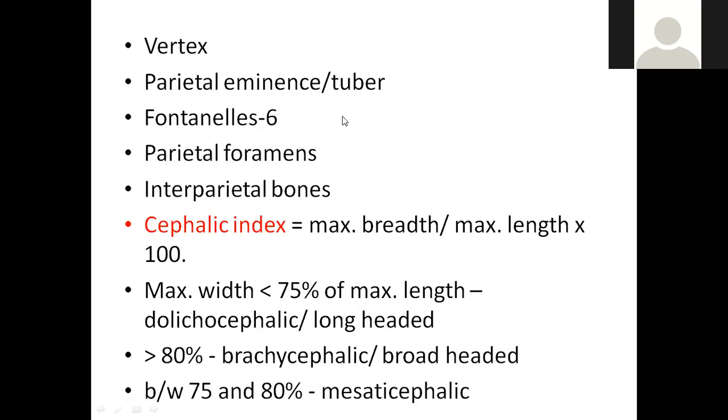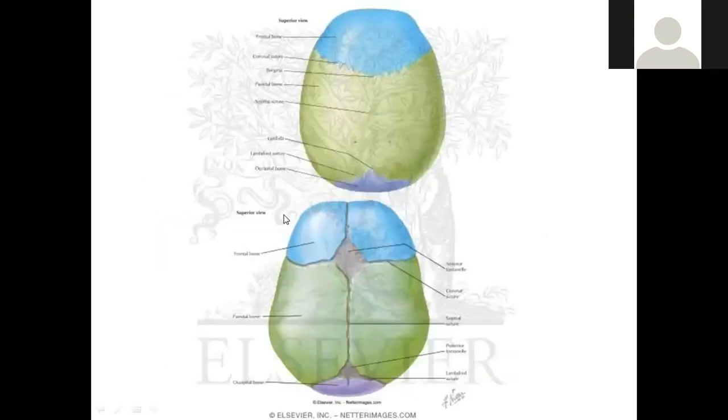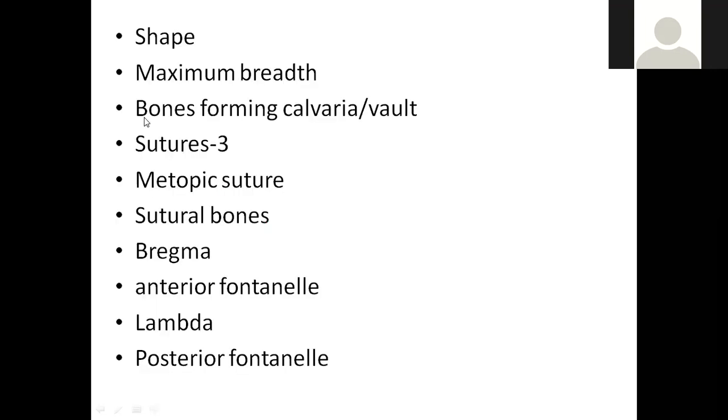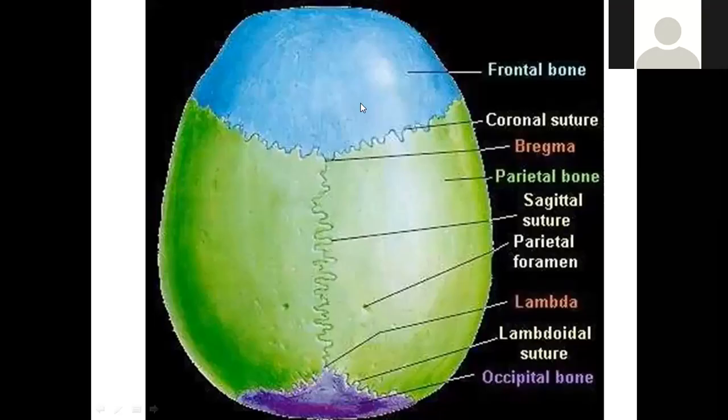Now, this area of the skull bone that you have just seen is called the vertex, also called the cranial vault. It has the maximum breadth. The bones forming it are joined through the three sutures which I have shown you.